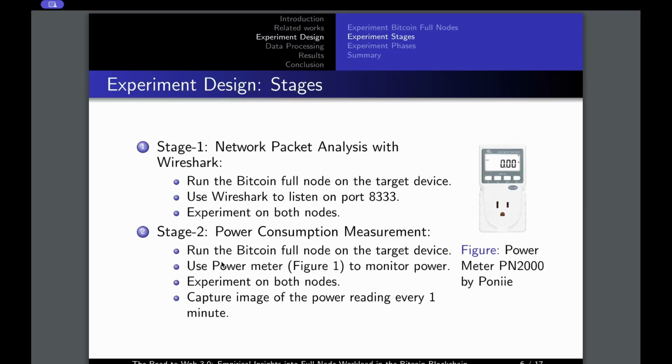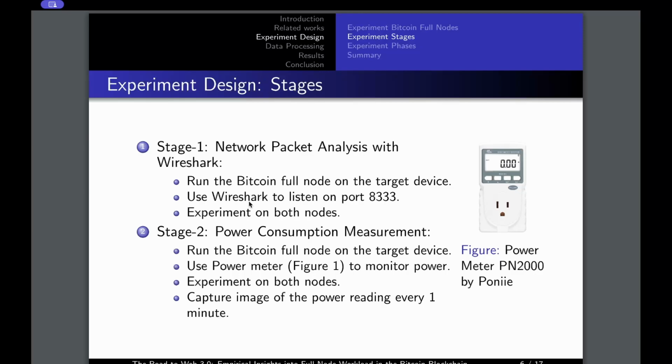We divided our experiment into two stages. In the first stage, we monitor network packets, because we can do a lot of things when we monitor network packets, and that's what we do here. We use the Wireshark tool to monitor port 8333. We do this while running the Bitcoin full node so that we can get all the packets going back and forth through that port. And we run this for both of the nodes.